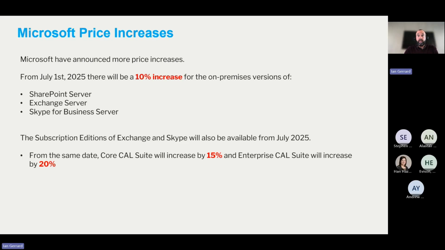And similarly, you need user CALs for that. If you've got Microsoft 365 E3 and E5, you're still covered, no impact on you. But if you're still buying CALs, Core CAL, Enterprise CAL, you can see those are increasing by 15 to 20% respectively from July as well. So look, if you are entirely on premise, Microsoft are increasing the prices, offering lots of incentives on the cloud subscriptions, discounts, vouchers, more product being included.